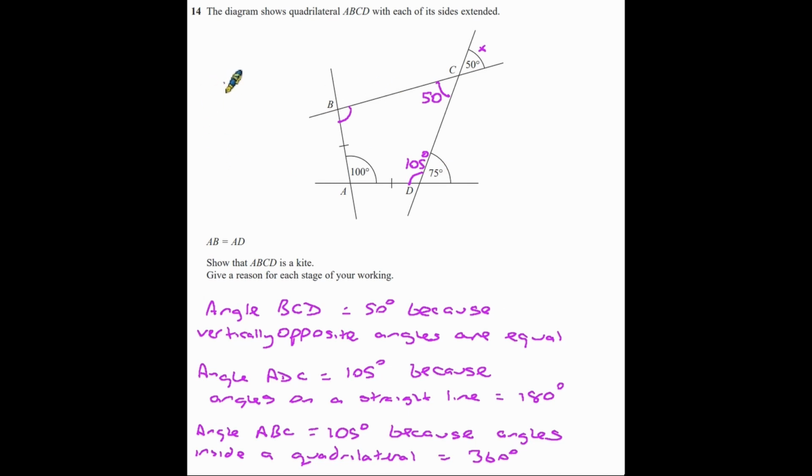We know we have an angle of 50, we have an angle of 105, and we have an angle of 100. If we add them together, we get 255 degrees. If we take that away from 360, we get 105. So we now have proved that both these angles are 105, therefore it is a kite.